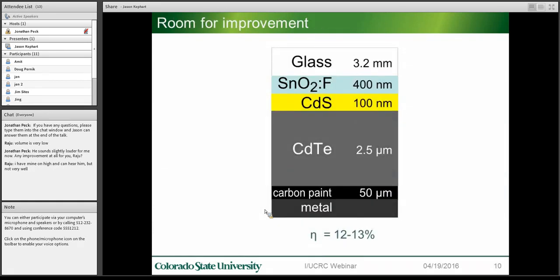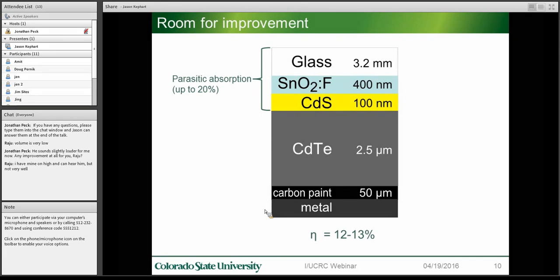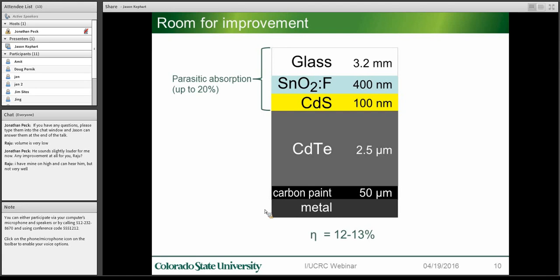Looking at this baseline device, which is 12 to 13% efficient, there's plenty of room for improvement. First of all, the layers in front of the absorber can also absorb light, but this light is not converted into current, so it's parasitic. The cadmium sulfide is especially problematic in this regard since it absorbs strongly above its band gap of 2.4 eV. At any interface where there's a refractive index difference, there can be reflection.